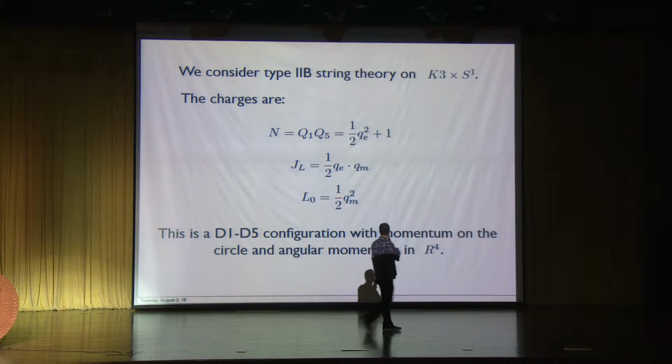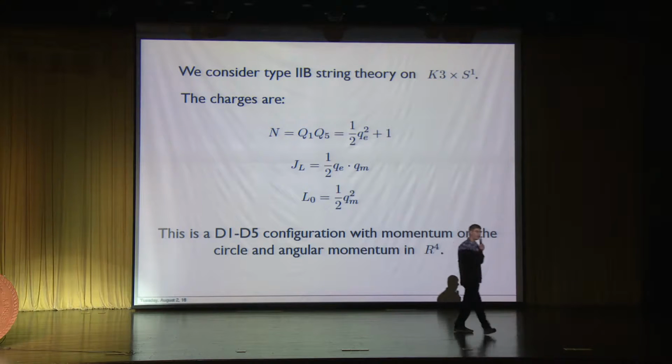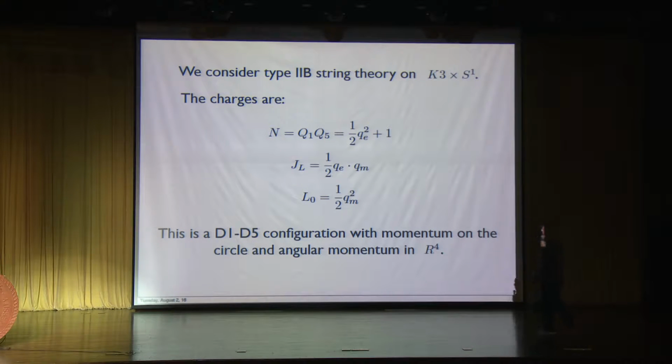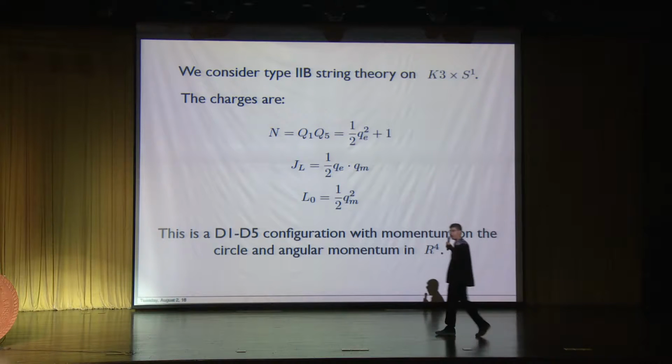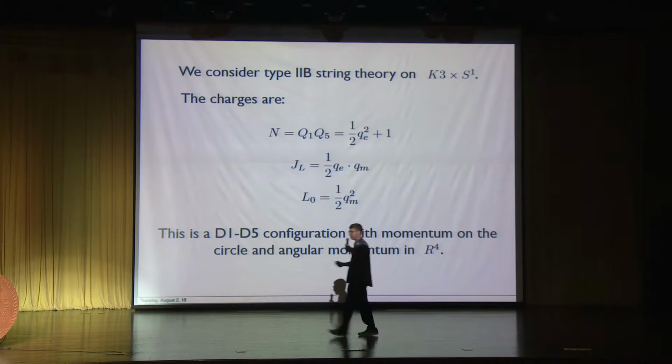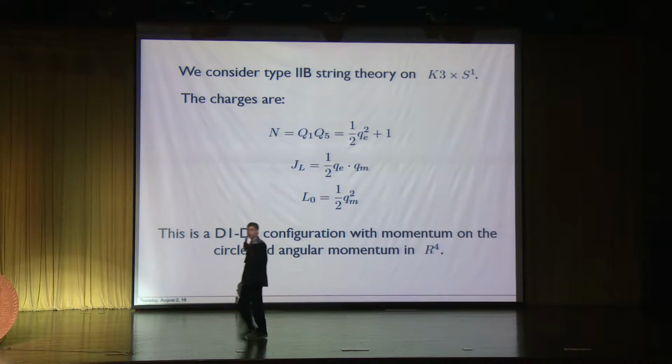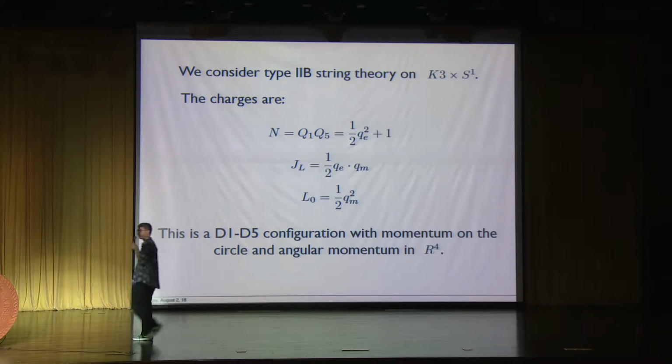In addition, there can be momentum on the circle, which we'll call QM squared. And there could be some angular momentum in the transverse dimensions that are non-compact, which we've called here J, and which we denote by QE dot QM. The QE squared, QM squared, and their dot product are the U-duality invariants of the U-duality group of this kind of compactification.